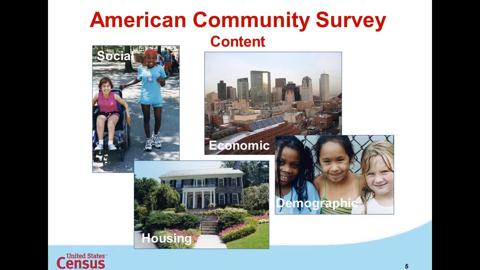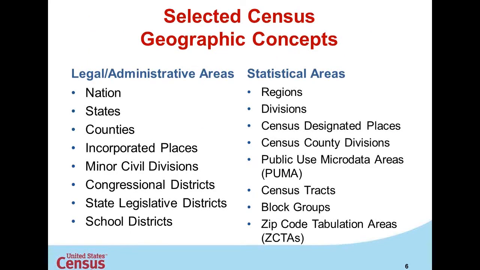And the ACS also collects the basic demographic characteristics such as sex, age, race, and Hispanic origin. And that's the same type of information that will be collected by the decennial census. The ACS also produces estimates for many different geographic areas. The two main types of geographic areas are legal and administrative areas and statistical areas.